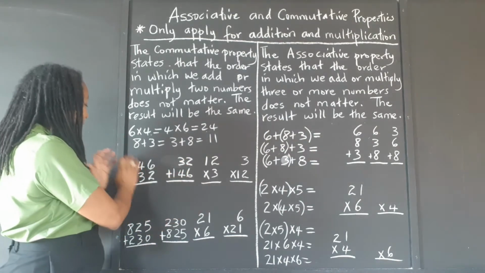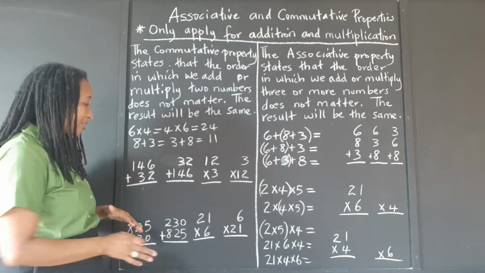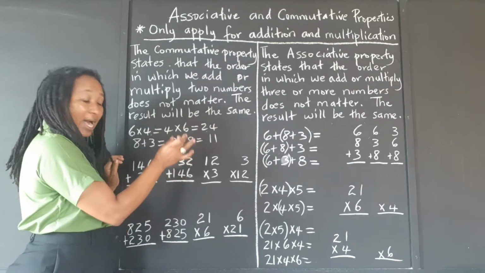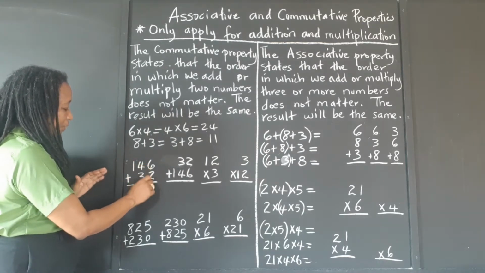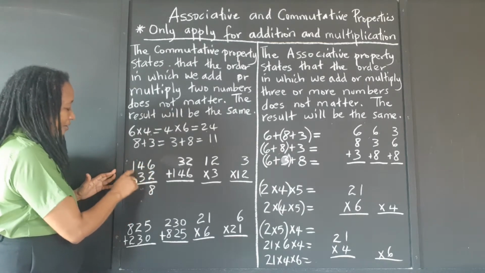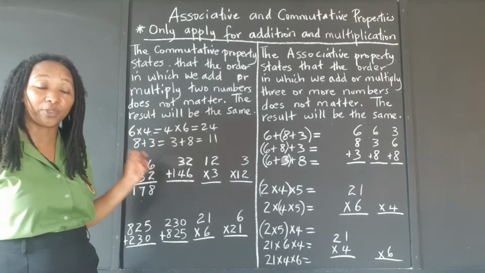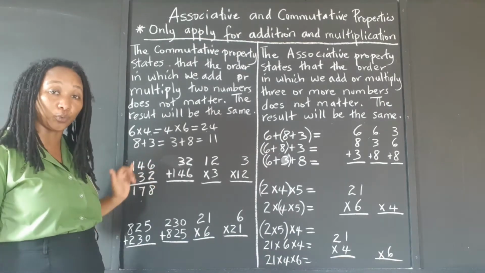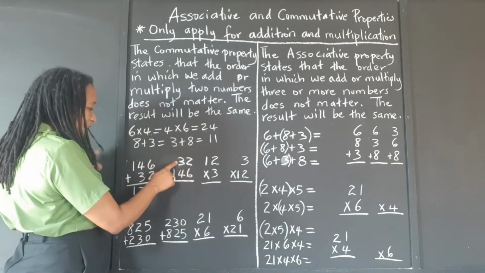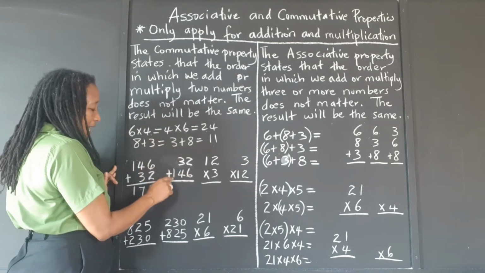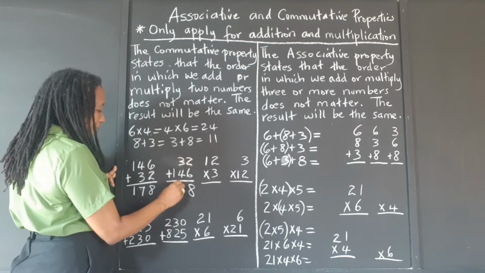We're going to see if we start with the 146 and add the 32, it will get the same answer as if we start with the 32 and then add the 146. So let's see what we get here. 6 plus 2 is 8, 4 plus 3 is 7, and 1. So when we started with the 146 and then added the 32, we got 178. So let's see what we get here. We're starting with the 32 this time, and we're adding 146. 2 plus 6 is 8. 3 plus 4 is 7.